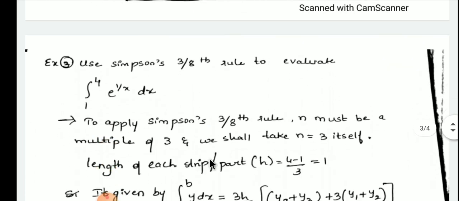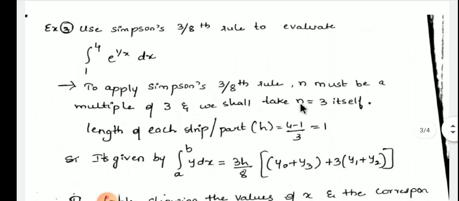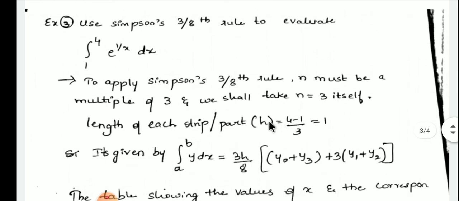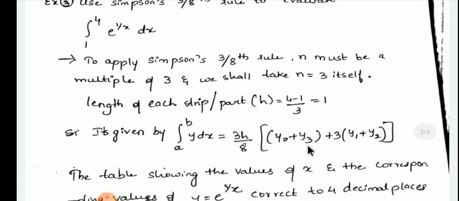Next example. Use Simpson's 3/8 rule to evaluate the integral from 1 to 4 of e to the power 1 by x dx. Here, to apply Simpson's 3/8 rule, n must be a multiple of 3. Therefore, we shall take n is equal to 3 here. Always remember, n must be a multiple of 3. Therefore, h is equal to upper limit minus lower limit divided by 3, which is equal to 1, and it is given by this formula.